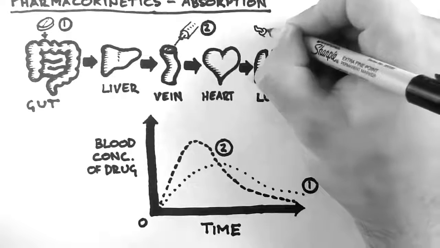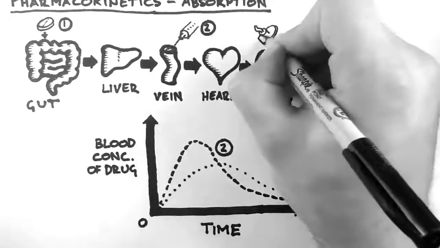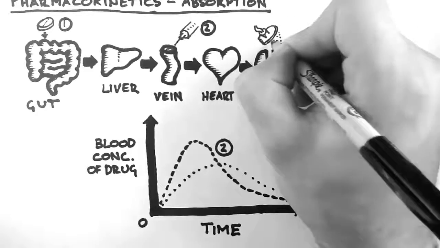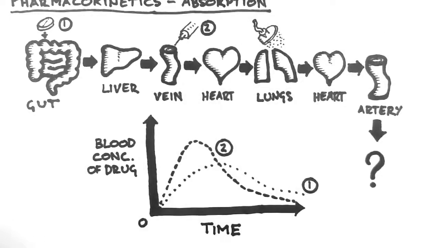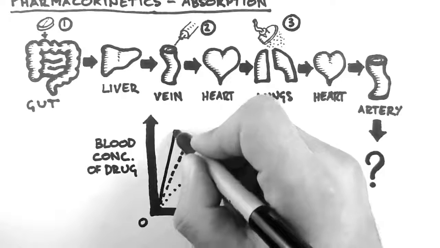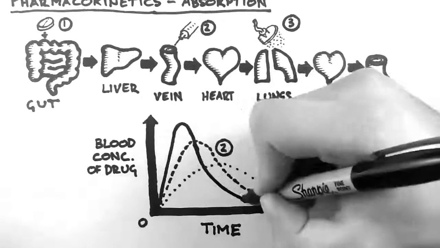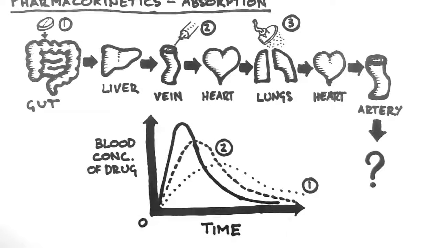Now contrast this with inhalation of a drug. Let's again assume that we have given the same dose of the drug as the last two examples, but this time we are giving it as an inhaled form. Many anesthetics are actually given this way. The drug now only has to go to the heart and then straight on to the arterial circulation. This means we will see the concentration of the drug shoot up very quickly. So note the much larger Cmax and the even smaller Tmax via this route of administration.